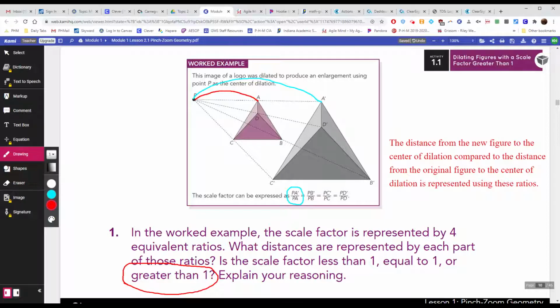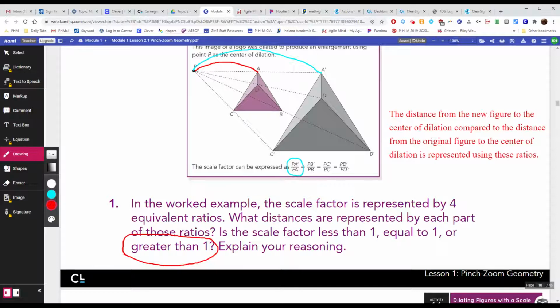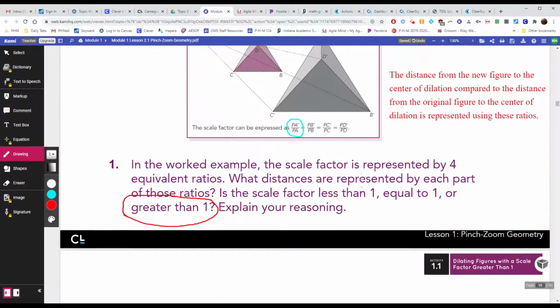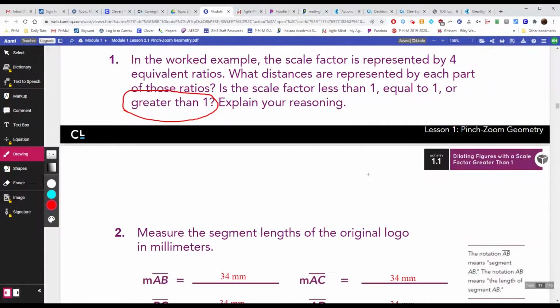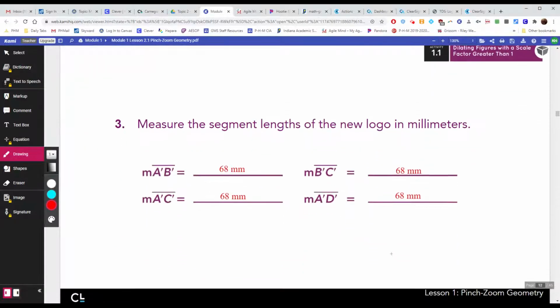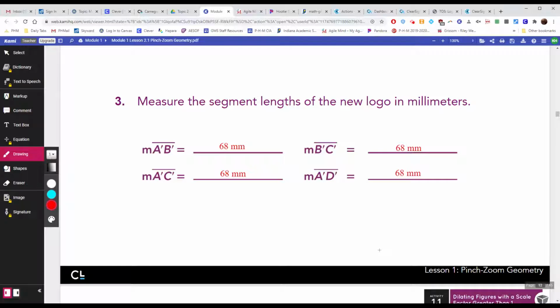Okay, we're going to jump to question number 2, 3, and 4, and I've actually already done these measurements for you. So now we're just measuring different segment lengths and distances in this picture. So I've filled those out for you. Why don't you take some time here and copy number 2, these distances. So these are just distances in the original logo. Copy those. Now number 3, these are corresponding distances in the new logo. So take some time to copy these.